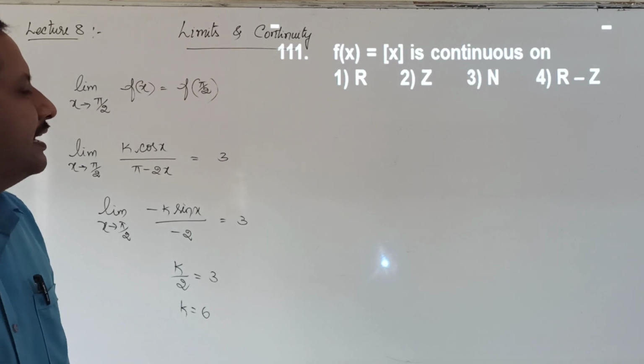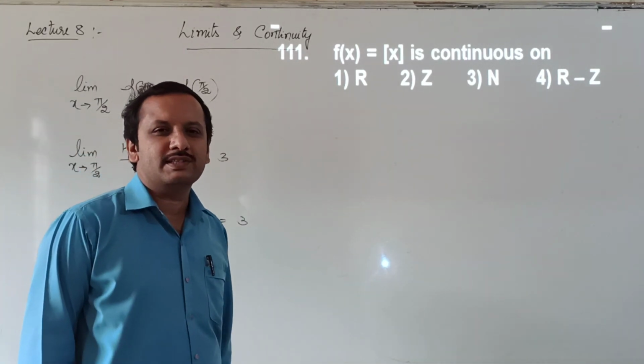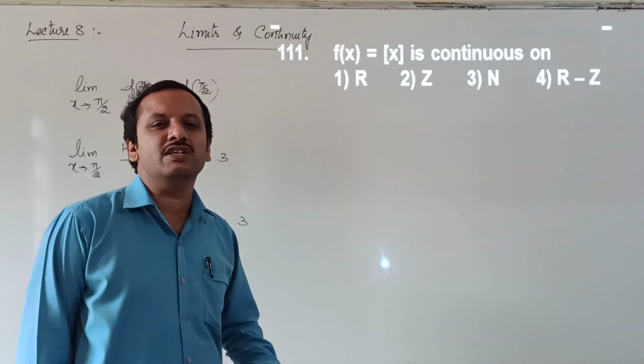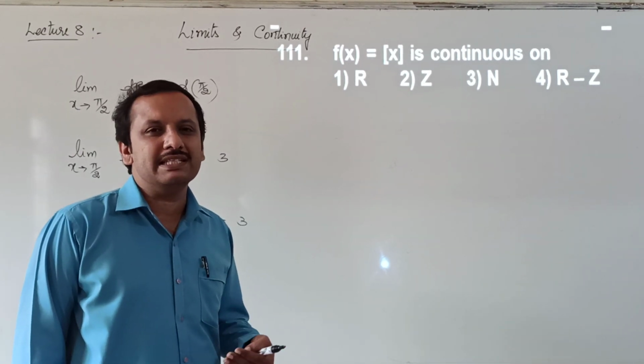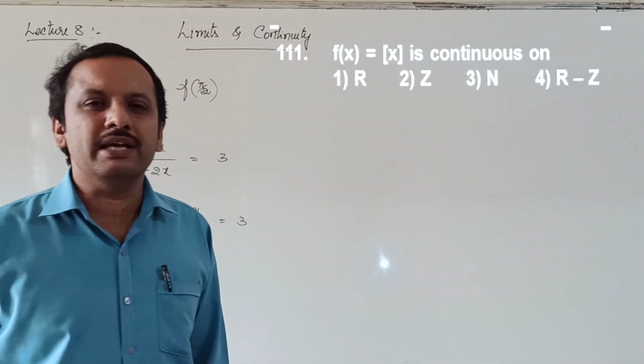Then 111. F of x equal to step x is continuous on. You know, step x is discontinuous at all integers. Everywhere else it is continuous. Therefore, this function is continuous on R minus Z. Fourth option.